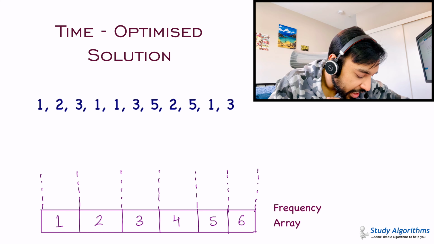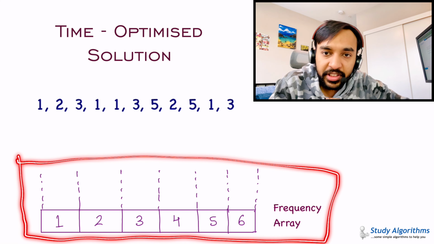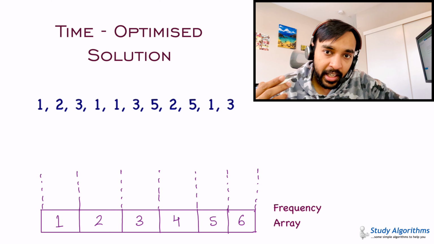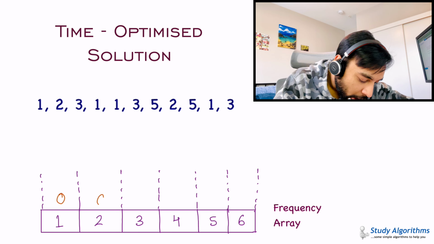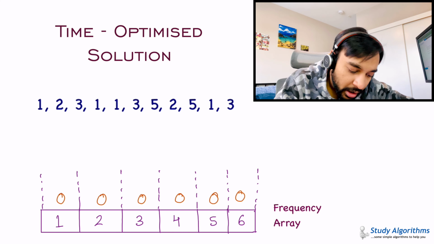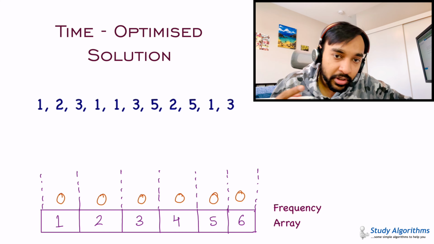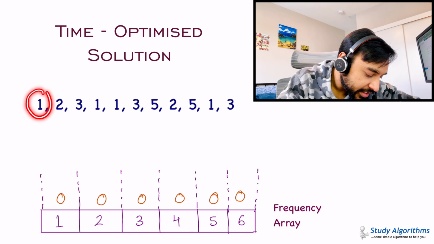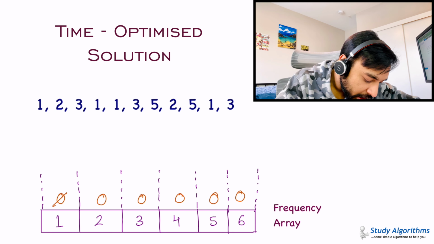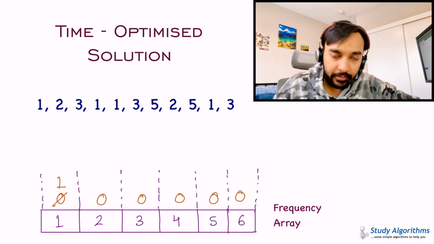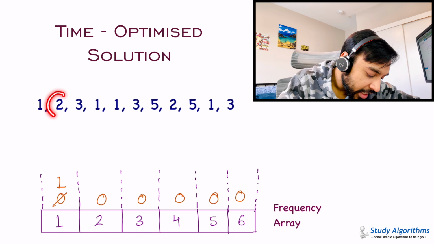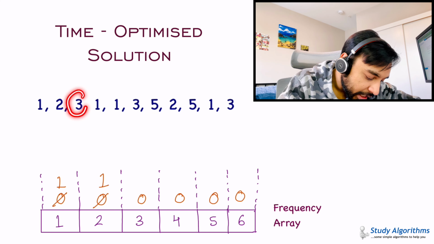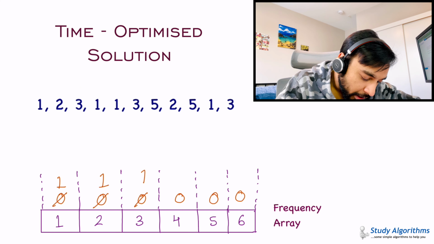I am creating a frequency array, right? And this frequency array will store the count of each integer in the array. Right now, when this array is initialized, the count of each of these elements is 0, right? And what I will do is, I will start iterating my array. As soon as I see any element, for example, I see 1, I would just increment the count of 1 by 1, right? Moving ahead, I see the element 2, and I will increment the count of 2 by 1. Next, I see element 3. So I will increment the count of 3 by 1.